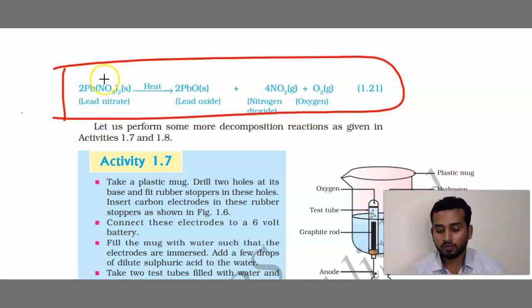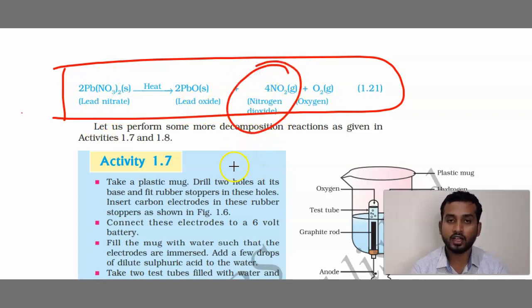What happens when we heat lead nitrate? When we heat lead nitrate, we get lead oxide, nitrogen dioxide and oxygen. This nitrogen dioxide is a gas. So what is the color of the fumes produced by this gas? That is brown color fumes. They will ask you this question. What is the color of the gas produced when we heat lead nitrate? We get brown color fumes.